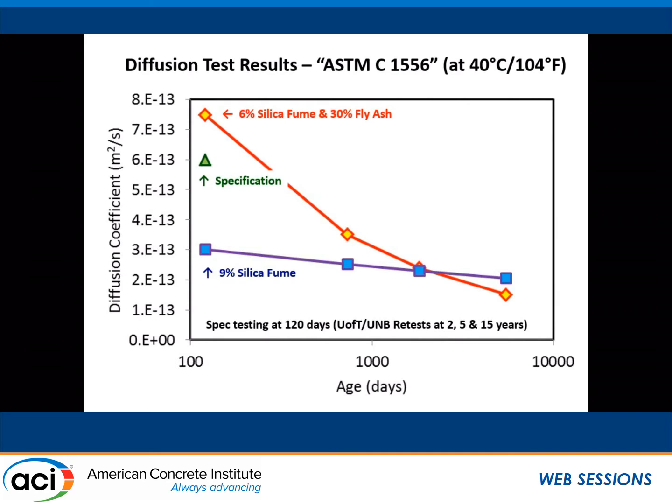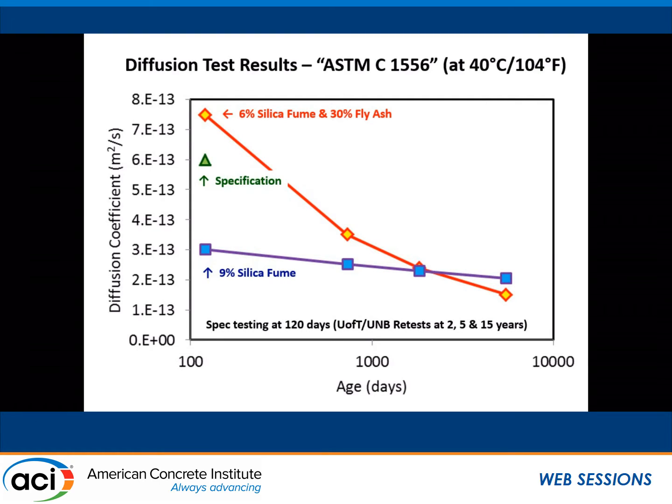The blue line is for 9% silica fume in the binary mix, and the ternary mix is shown there in the red. And this pretty much fits in with a lot of the theoretical data that we've developed and shown before. We're showing that with the fly ash in there, we don't get a very low early age diffusion coefficient, but it does catch up and it gets better with time.